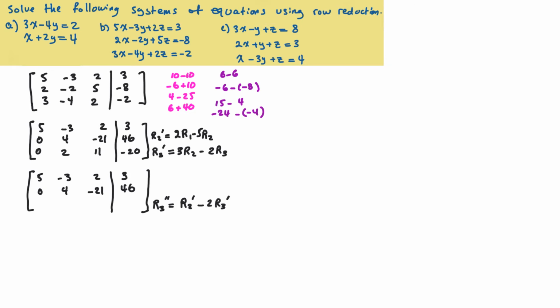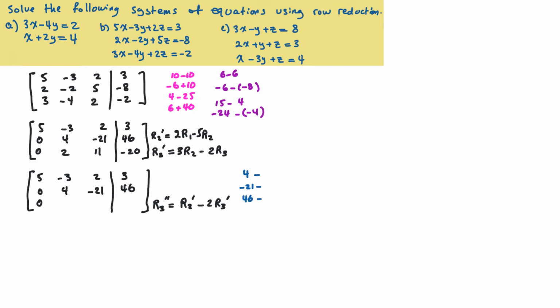Okay, once I have this, let's do these calculations here. For the first one, we get 0 minus 0, which is equal to 0. I'm just going to write that one down. After that, this one doesn't change, so we're going to have 4 minus, we're going to have negative 21 minus, and we're going to have 46 minus.